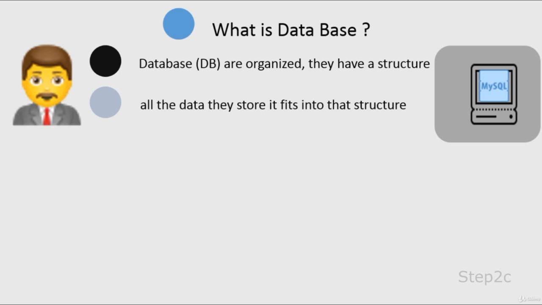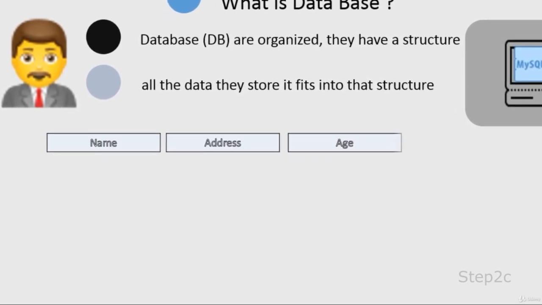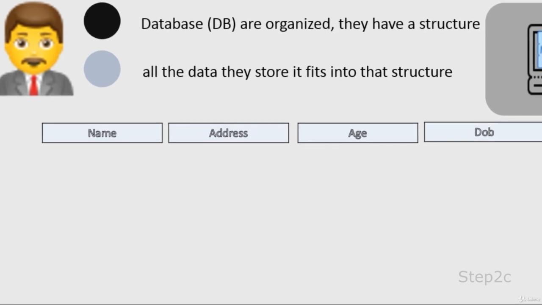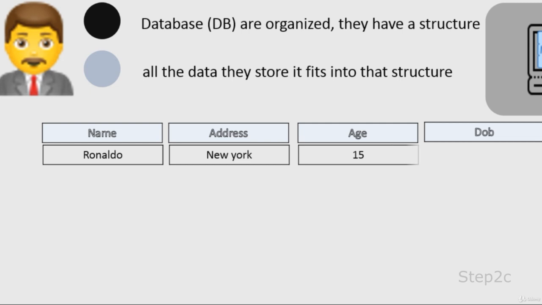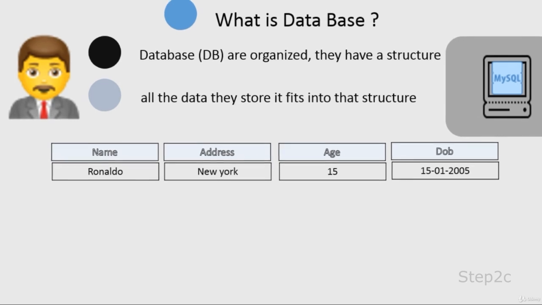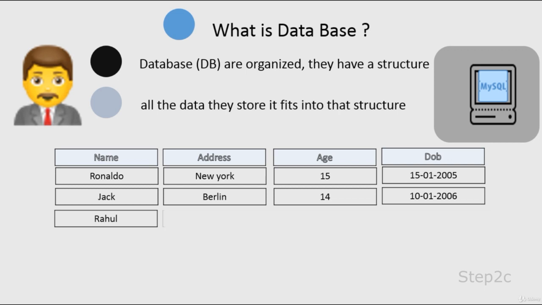So in the previous case we have some data. Say we want to store name, address, age and date of birth. So we will create a structure that allows us to store this kind of information. The structure must contain an option to store name, address, age and date of birth. And we design a similar structure that allows us to store this information, and we will store all the data in this structure. So a database is a structure that allows us to organize and store the data in a systematic manner.